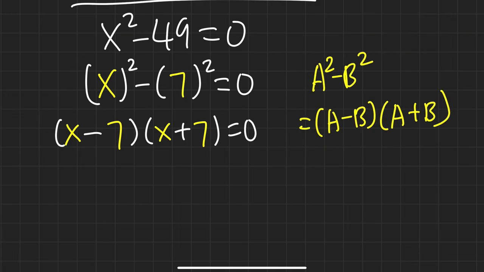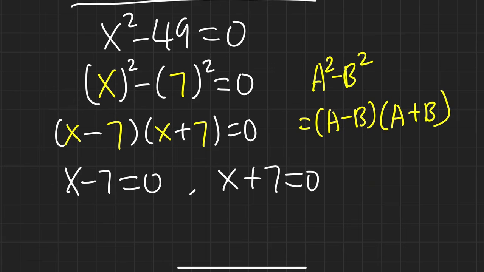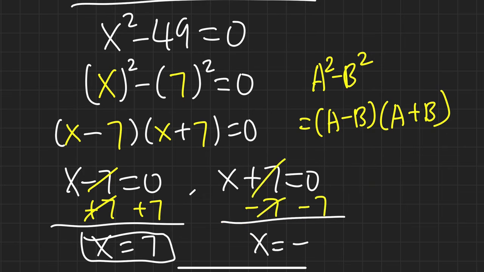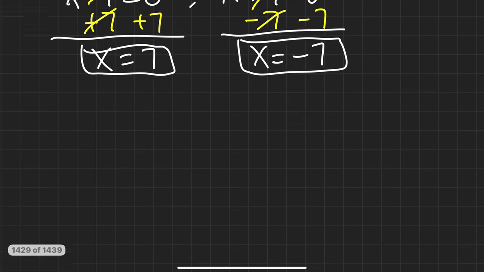So we can still proceed by saying x minus 7 is equal to 0, and the other one, x plus 7 is equal to 0. And then add 7 to both sides. First answer is 7, and the other answer is just minus 7 to both sides. We get negative 7. Done.